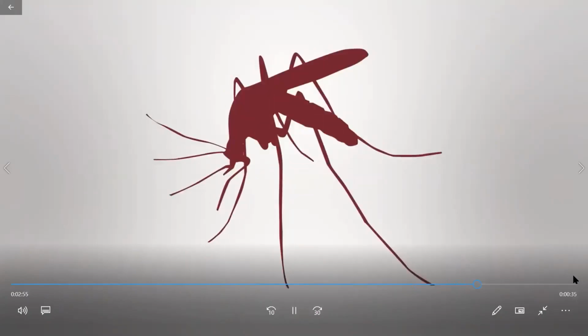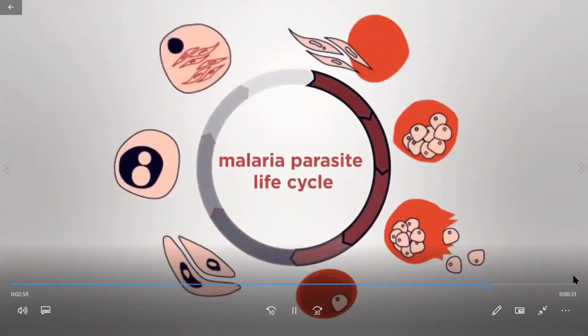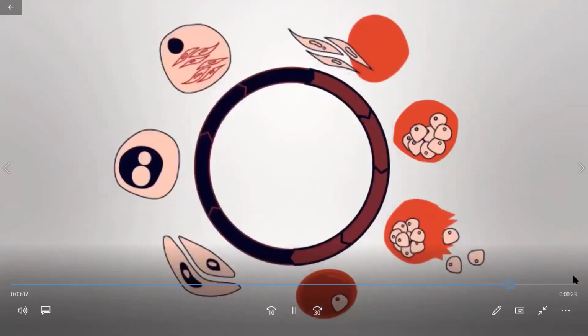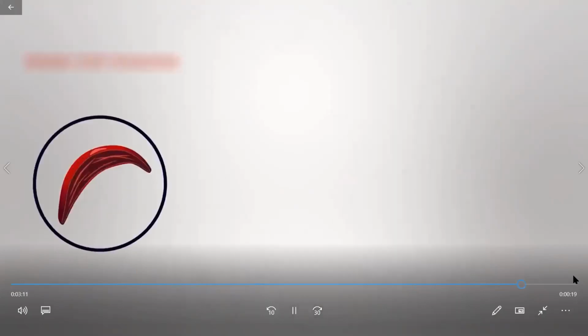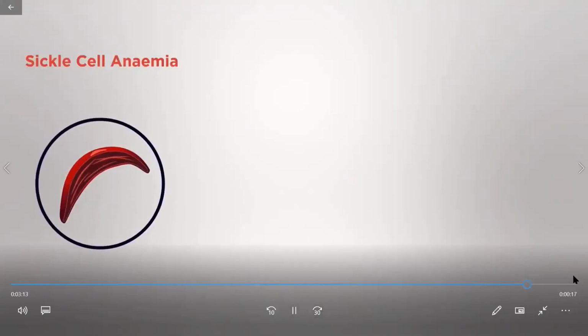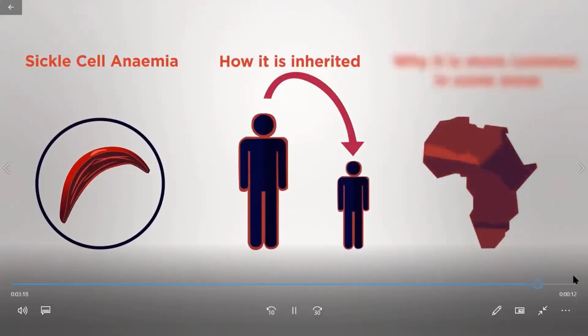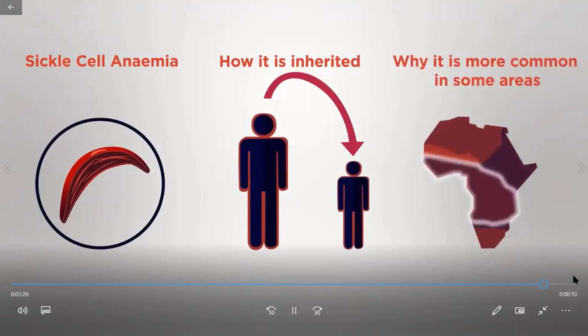The malarial parasite is transmitted by female mosquitoes, and spends part of its life cycle inside red blood cells. When these parasites enter the fragile red blood cells of carriers, the cells often burst before the parasite has time to develop. This means the parasite dies, and the life cycle is broken. So, in this video, you have learnt what sickle cell anemia is, how it is inherited, and why it is more common in some areas of the world than others.